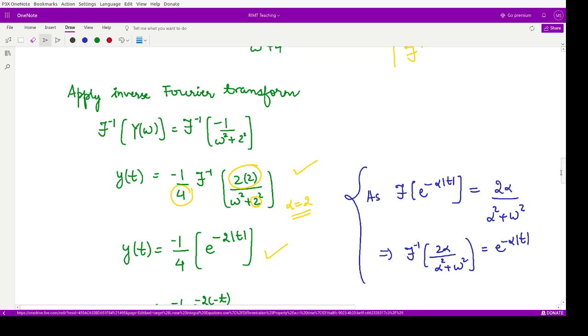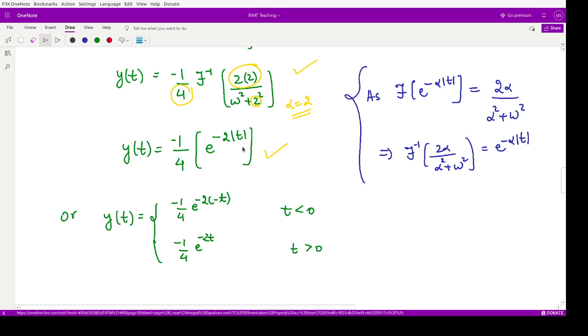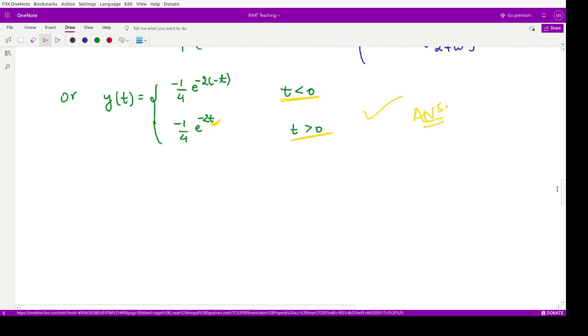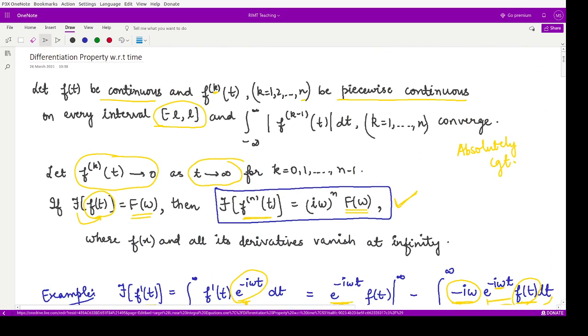This is the answer. And you can open this quantity: whenever t is less than 0, its value is e to the power 2t, and whenever t is greater than 0, modulus t is equal to t only. So this is the final answer that we were seeking for the given differential equation, right? From here we saw that whenever we have the Fourier transform of a derivative of some function, that is equivalent to omega multiplied that number of times with the Fourier transform of the given function f of t. So I hope this is clear to you all.